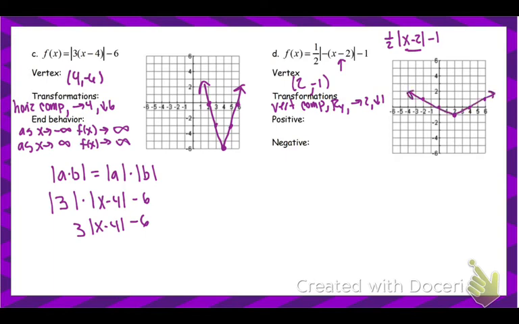And then some more vocab review. So this graph is positive from negative infinity until the x value of 0, and then it picks back up at 4, and then it's negative from 0 to 4.